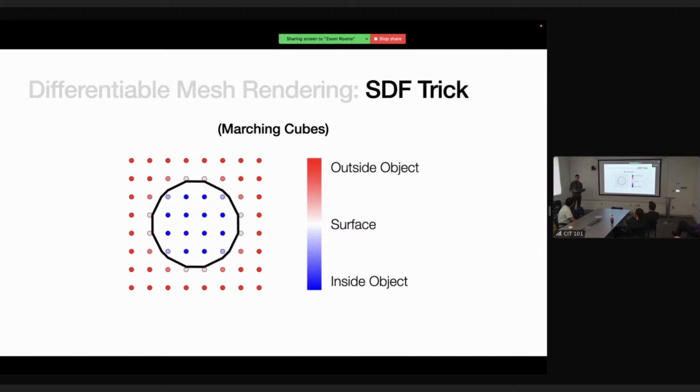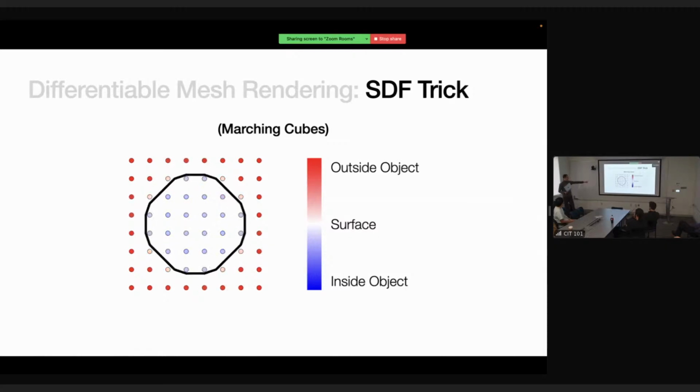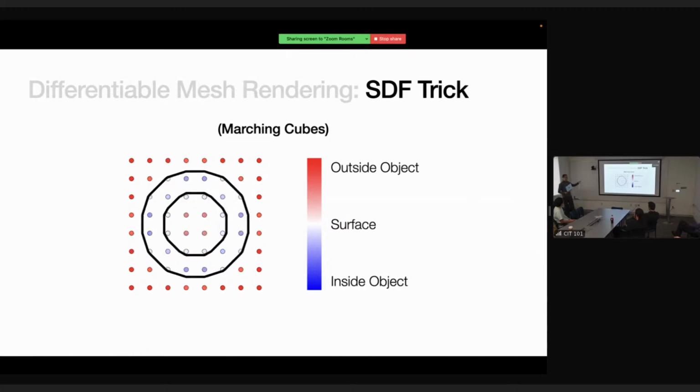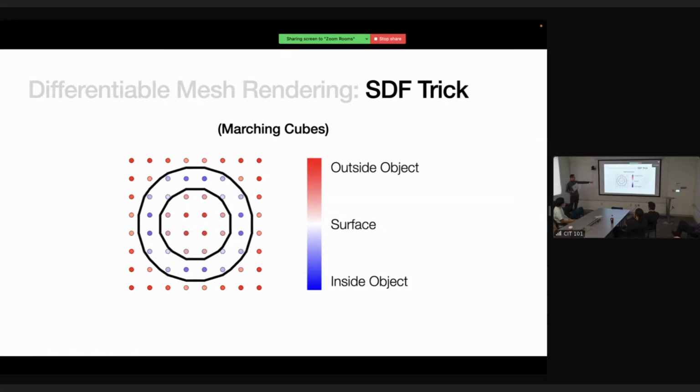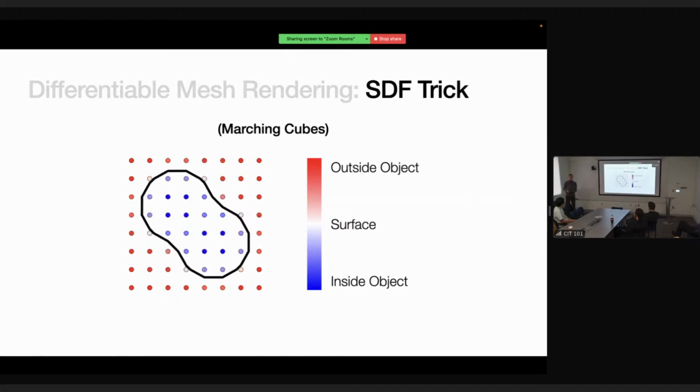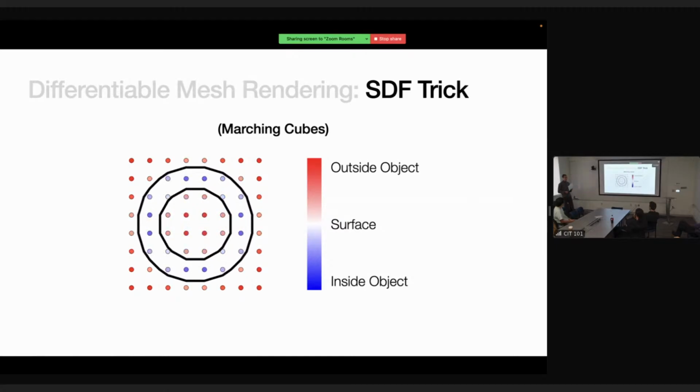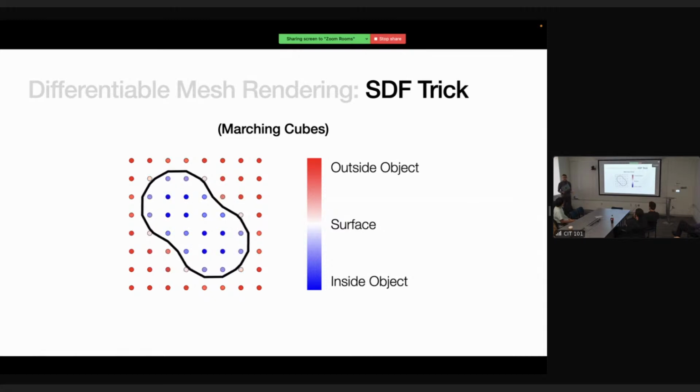And then you can vary these signed distance values to get all kinds of shapes. You can see we start with this circle, and then we morph it, and it becomes like these two cells splitting apart. And you can even put a hole in the circle and make a donut shape. And this is all just by varying the continuous values of the signed distance grid.